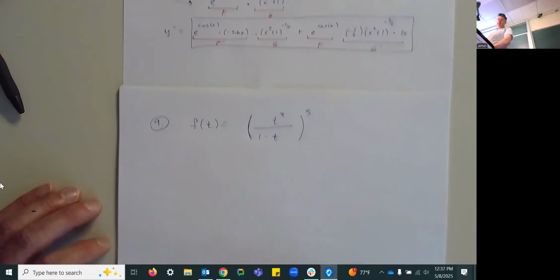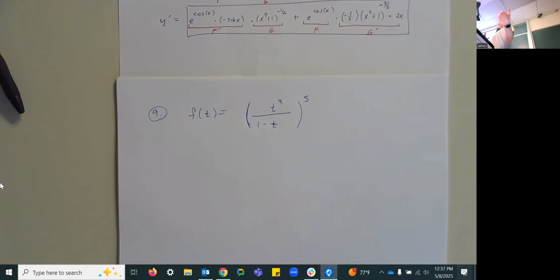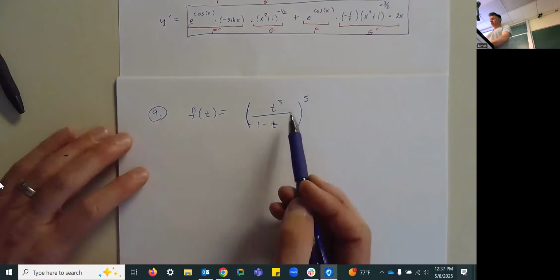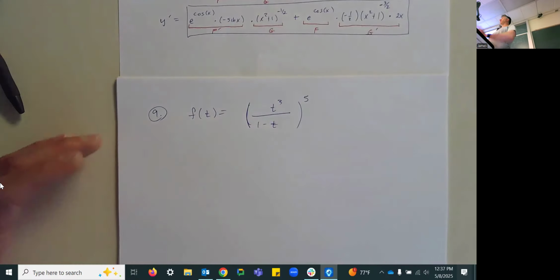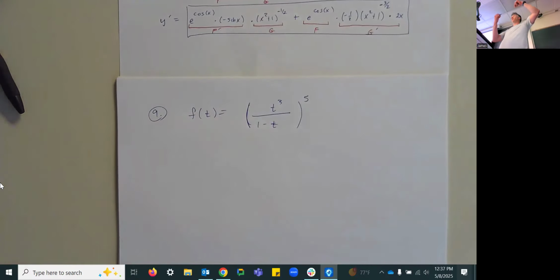So I see both a quotient and a chain rule, but now the chain rule part has to happen first. Because if I look at this, I see some stuff raised to the 5th power. And then at the end of the process, when I take the derivative of the inside stuff, that's when we'll have to use the quotient because the inside is a quotient.